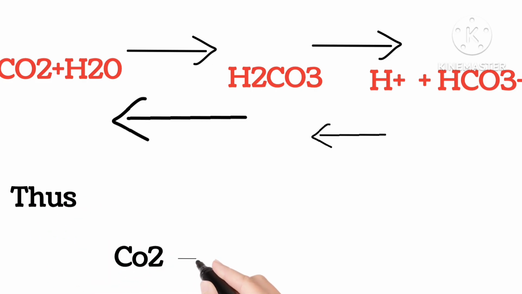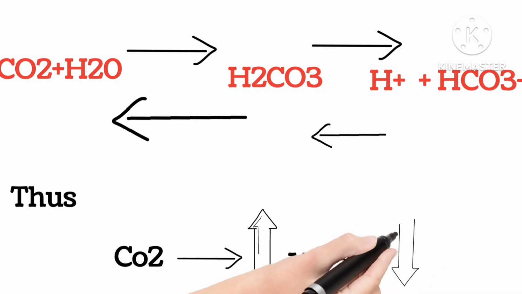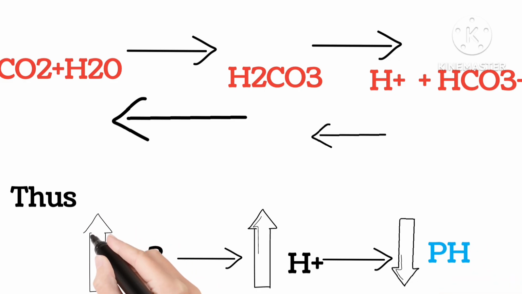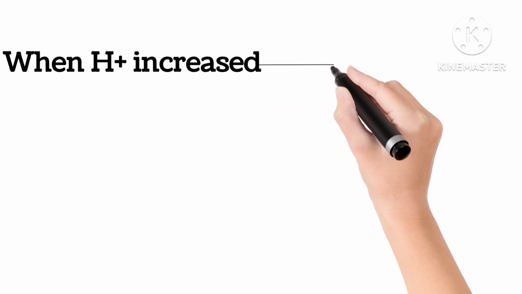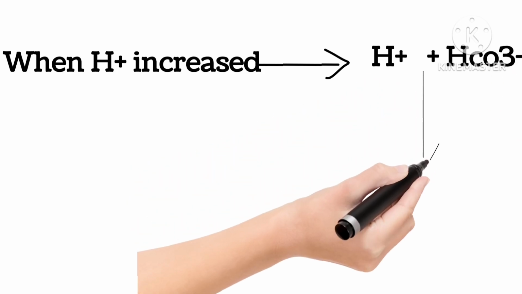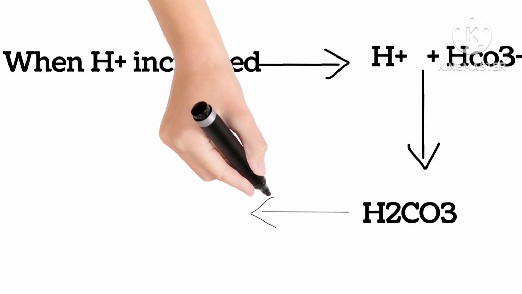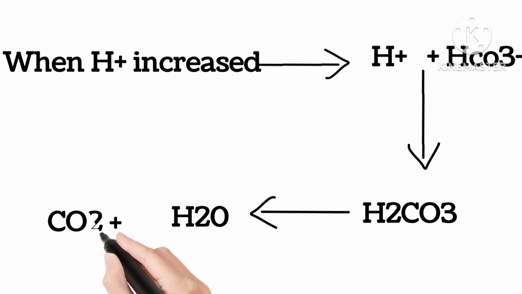Thus, whenever carbon dioxide is increased in the body, there will be an increase in the hydrogen ion, and this increase in hydrogen ion, as we know, will lower the pH of the body. On the other hand, if any condition leads to increased hydrogen ion, for example in metabolic acidosis, this hydrogen ion will react with the bicarbonate to form carbonic acid, and this carbonic acid again dissociates into water and carbon dioxide.